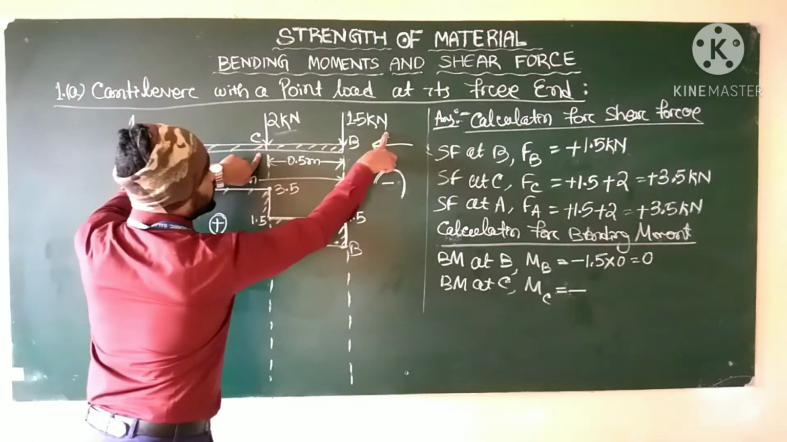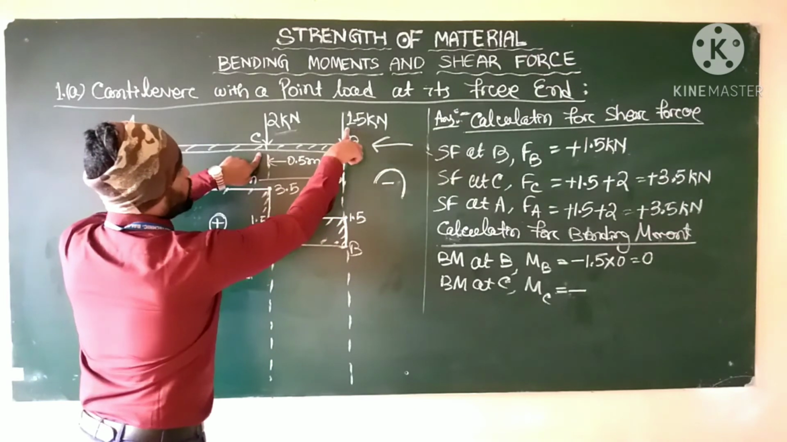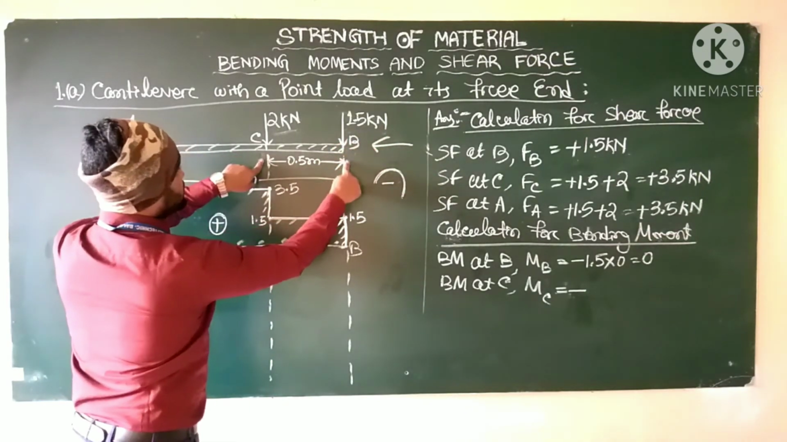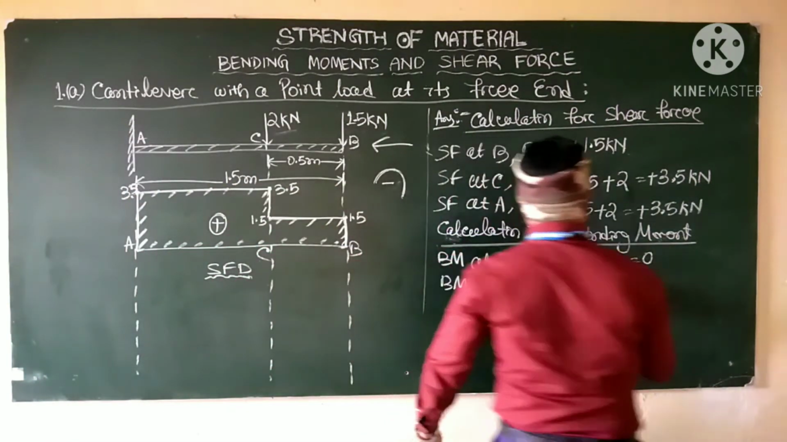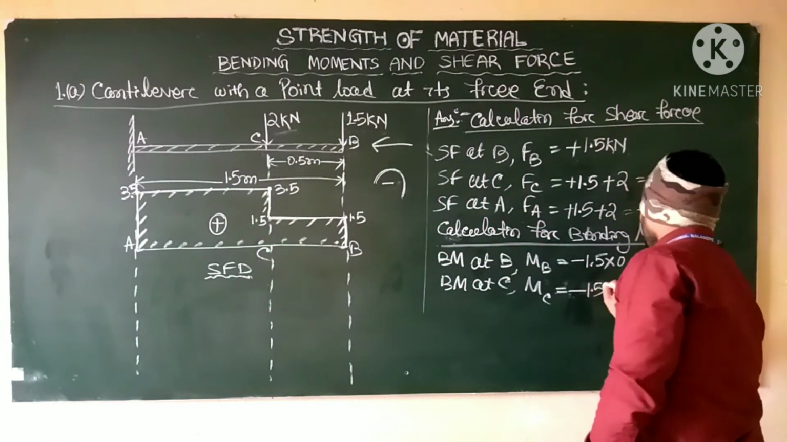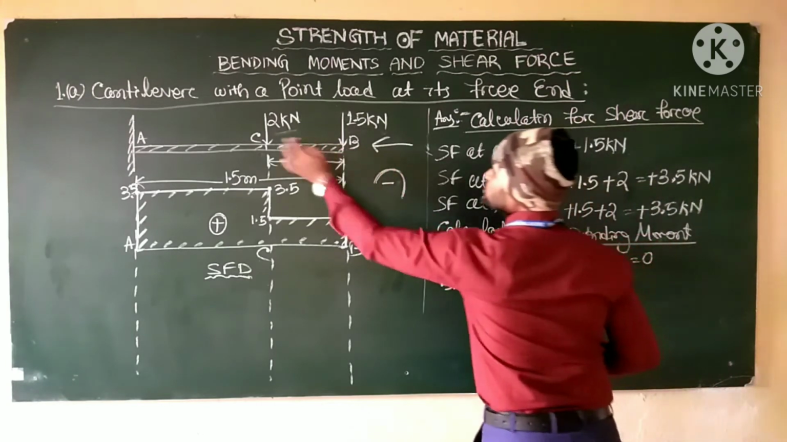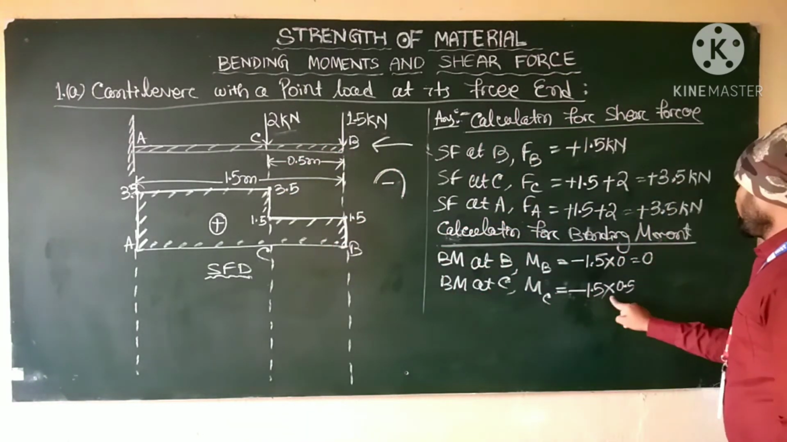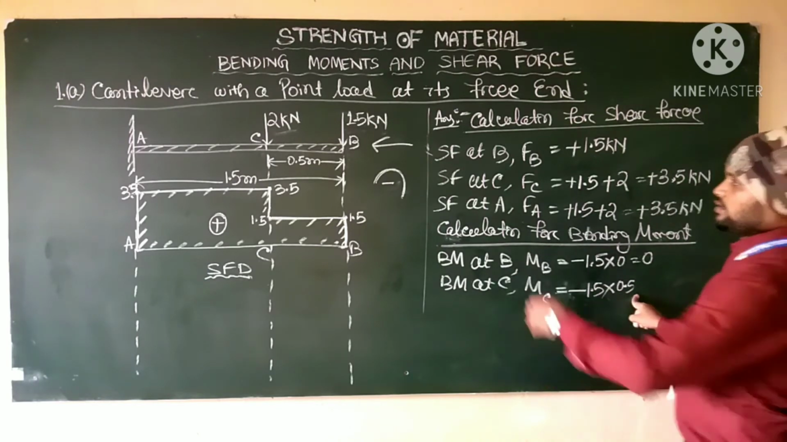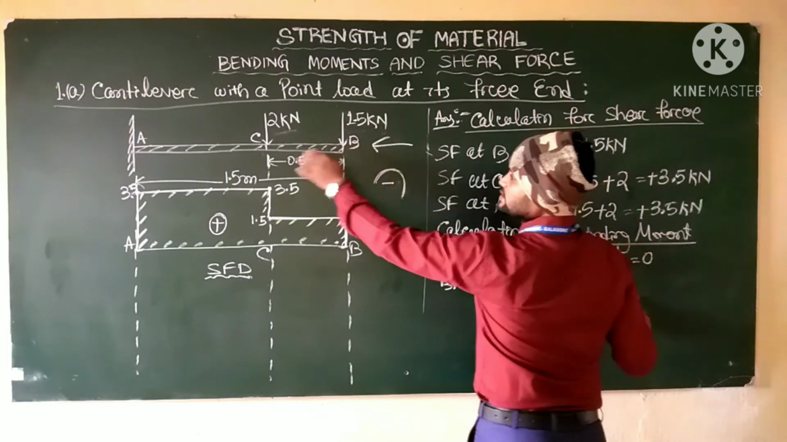First, the load of 1.5 kilonewton is at B. So the load is this much, the distance is this much. Load into distance, you can say moment. So the load is how much? 1.5 into the distance from B to C. How much distance? 0.5. Yes, 1.5 into 0.5.